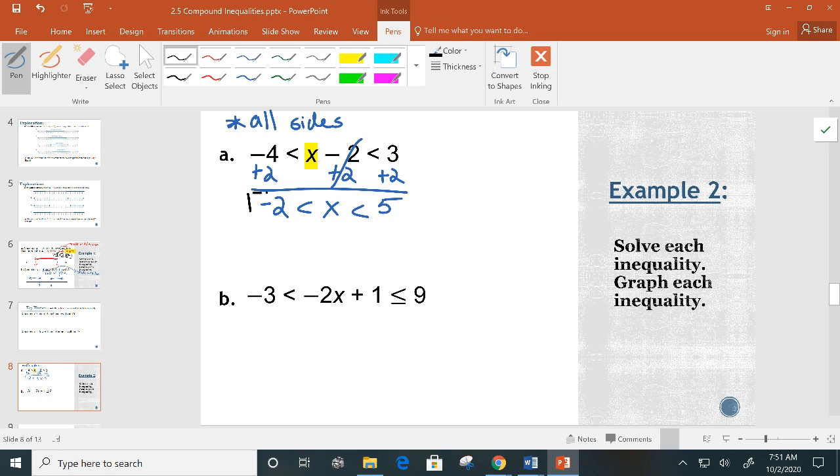Here's my solution. Is x by itself in the middle? Yes, it is, which is my goal here. And now I can go ahead and graph this. Draw on my number line negative 2, positive 5, open circle at both of them, shade in the middle region there because it's an and. x is less than 5, x is greater than negative 2, and there's my solution.